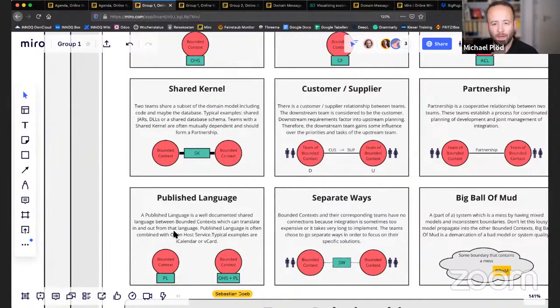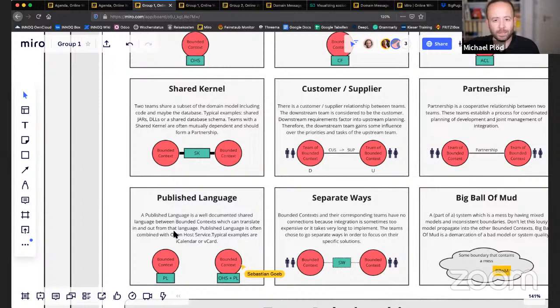But I think what I expect from an open host service is a well-documented interface. And just by having a well-documented interface, for me personally, and that's my personal opinion here, that doesn't qualify for a published language. A published language is more, in my eyes, a standard, something like that. It's a documented, shared language.